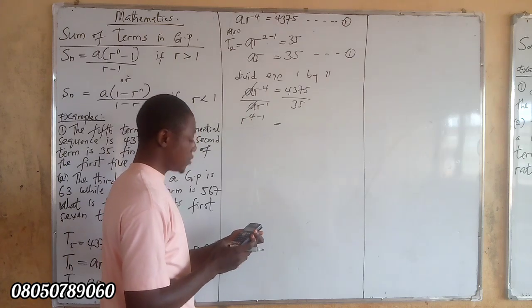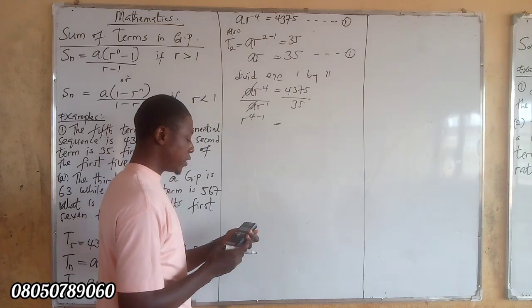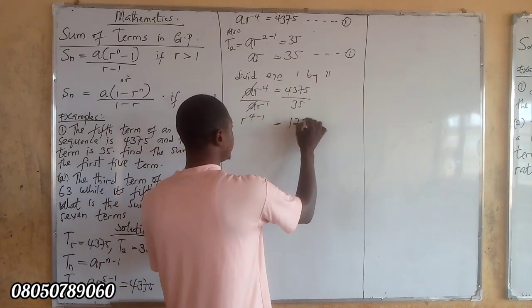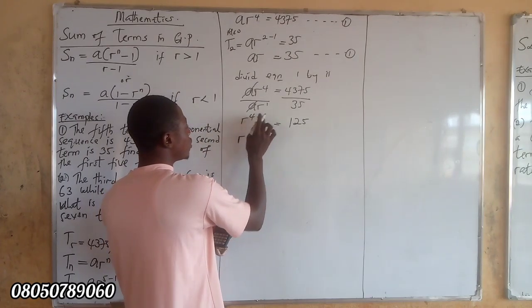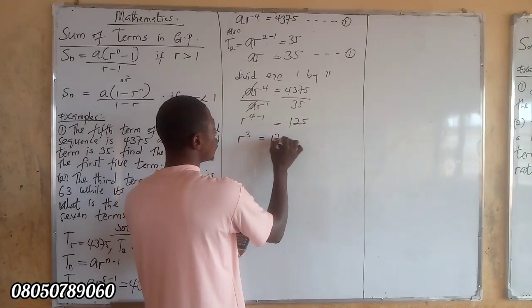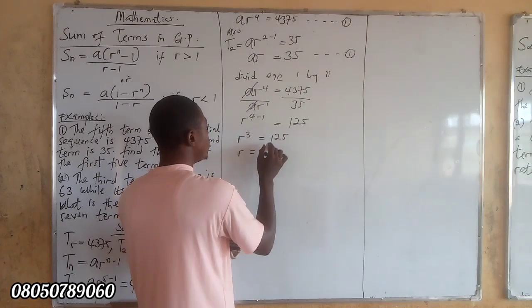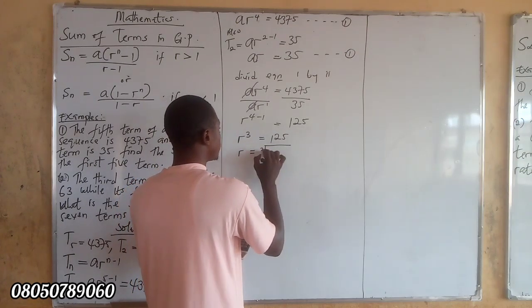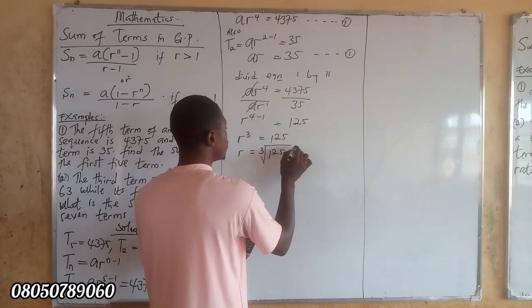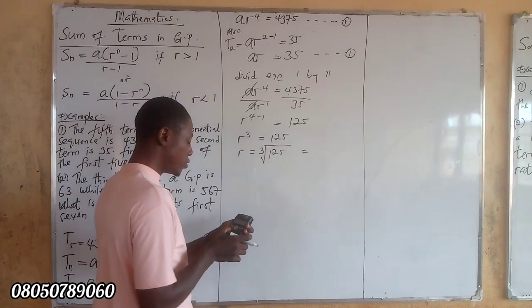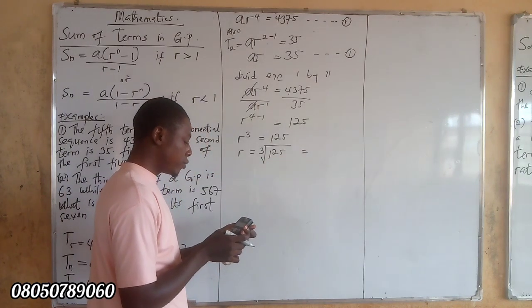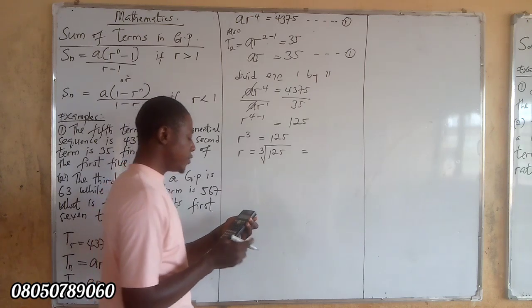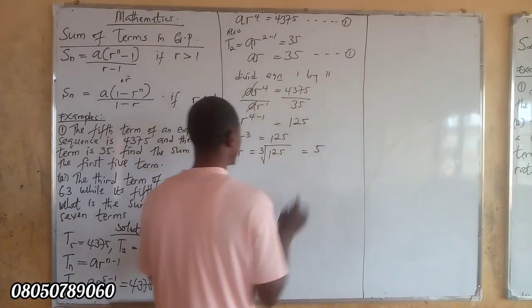4375 divided by 35 rather, so it's going to be 125. Now that we have 125, this r⁴ minus 1, which is r³, equals 125. So our r will be equal to the cube root of 125, and the cube root of 125 is 5. So our r is 5.